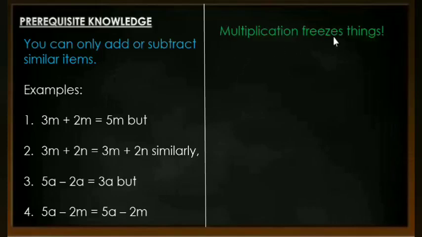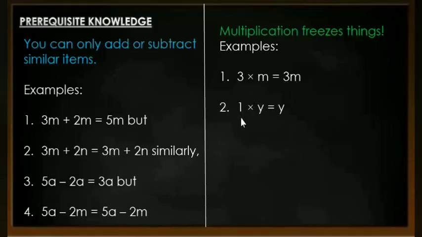Multiplication freezes things. Whenever you see two items frozen, let's say xy, 3m, it simply means they have been multiplied. Now, for example, if we have 3 times m, because of this multiplication, 3 and m will become frozen. So we'll have 3m. Similarly, when we have 1 times y, we'll have what? 1y. But in mathematics, just like I've said earlier on, we don't like writing 1 when it comes to coefficient and when it comes to power.